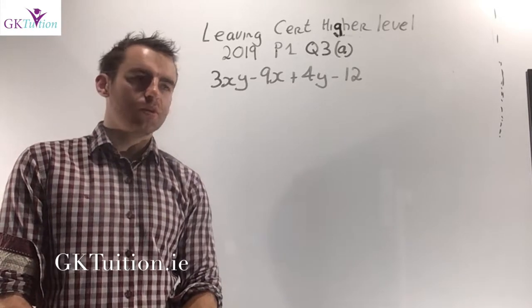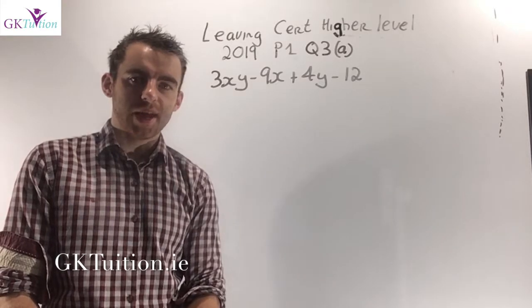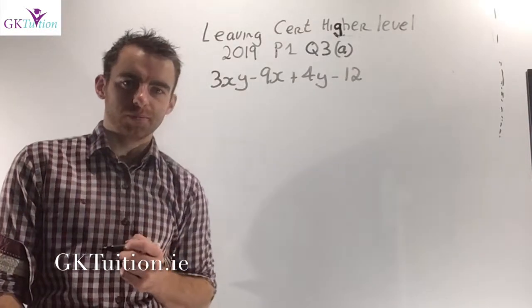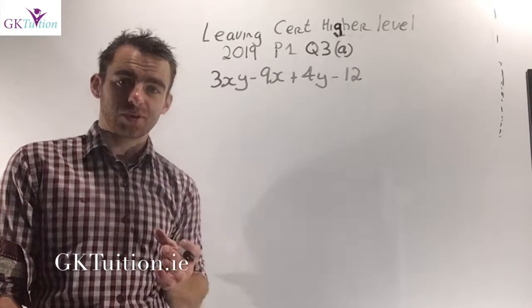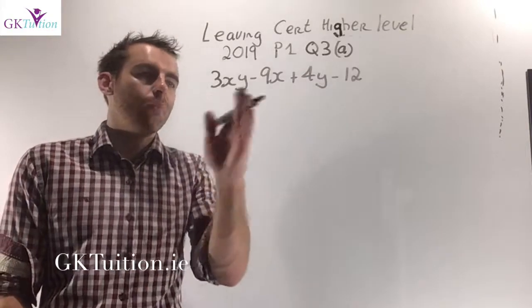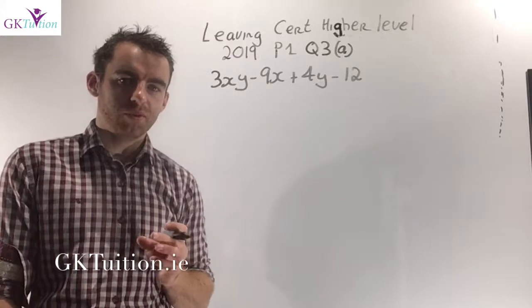Now the question I've chosen to go through here is 2019 Paper 1 Question 3 Part A. In this question we're asked to factorise fully and we're given 4 terms. This is actually a junior cert question. It comes up in the junior cert almost every year, but the problem is when it pops up in the leaving cert, students haven't revised it, so you might just be a little bit rusty on this one.